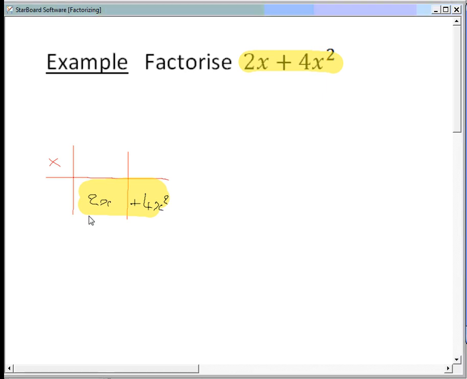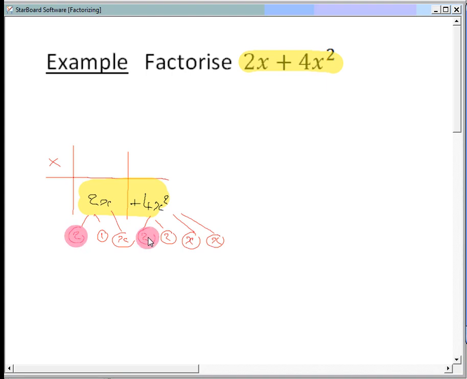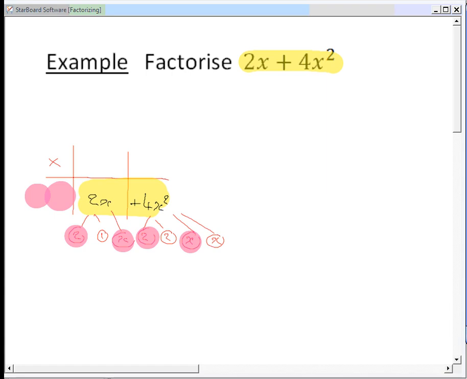So, well, the 2 we can think of as 2 and 1, and the x. Here we've got 4 as 2 and 2, and the x squared is x and another x. So what is common to our two expressions? Well, we've got a 2 in both, and we've also got an x in both. So our common factor is 2x.